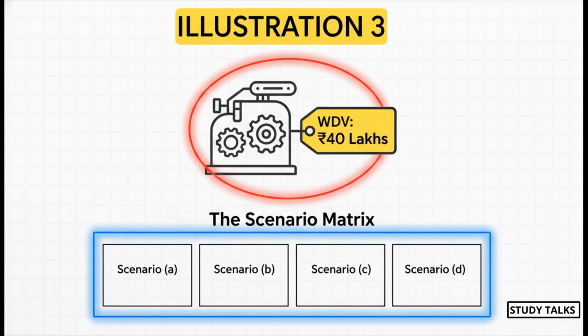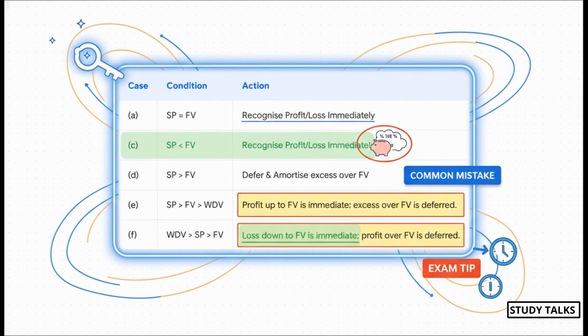So let's use a real example. We've got our machine with a written down value of 40 lakhs. We're going to walk through a few different scenarios where the sale price and fair value are all over the place, and you'll see exactly how the accounting treatment changes for each one. Okay, this table is your secret weapon. Let's look at case A. The sale price equals the fair value. This is a straightforward, genuine sale, so you book any profit or loss immediately.